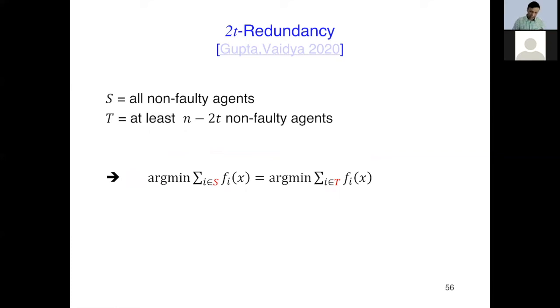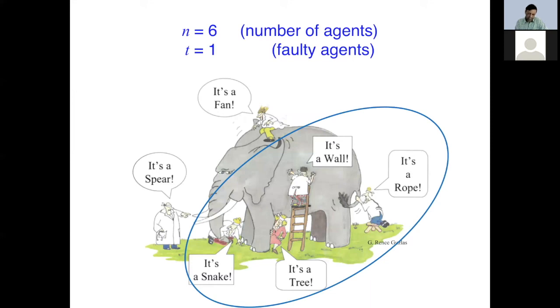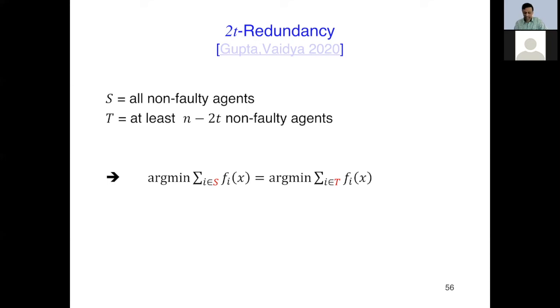So this slide just states the same property slightly more formally. If S is the set of all non-faulty agents and T is the set of any n minus 2t non-faulty agents, then the 2t redundancy property requires that the argmin of sigma f_i, where i belongs to S, is equal to the argmin of sigma f_i, where i belongs to T. Right? And this is the same thing as what I said earlier on the previous slide. So this property is necessary, meaning if you don't have this property, then you cannot solve the problem correctly. And it's sufficient. There exists at least one algorithm that gives you the desired output if this property is satisfied. And the question, of course, is whether this property is realistically achievable in practice? In some settings it is. And I will talk about some settings where maybe you cannot achieve it exactly, but you can approximate it. And in fact, that's what we mean by approximate resilience, that we'll talk about later on.